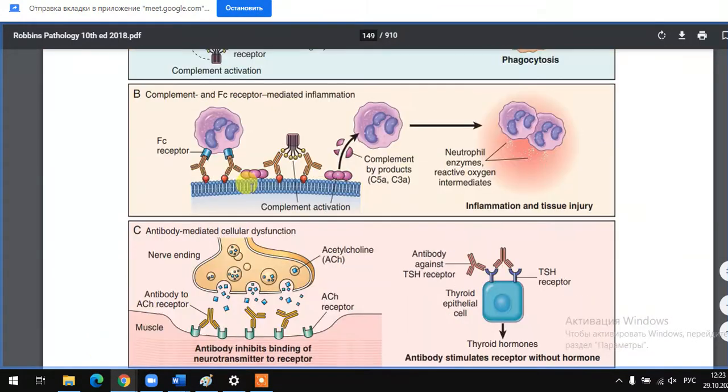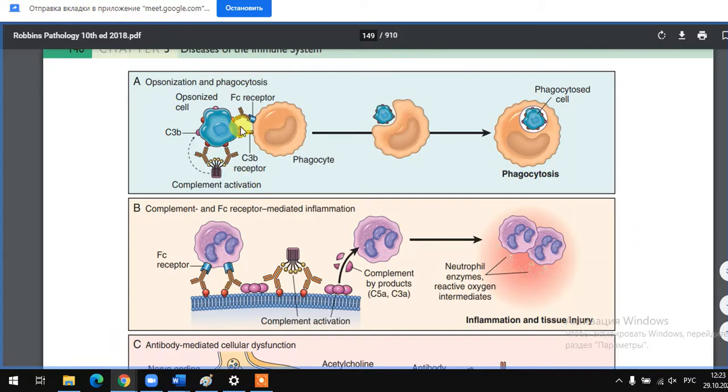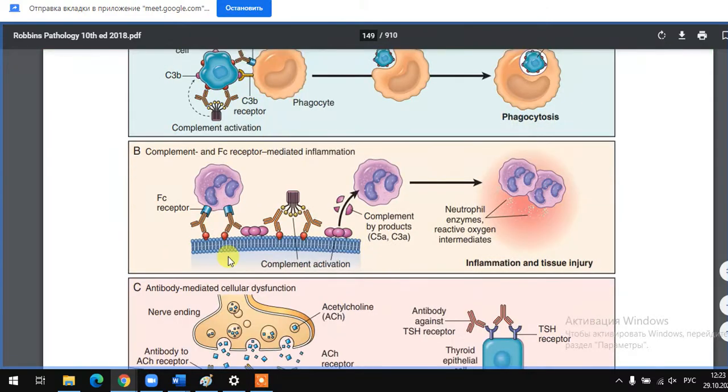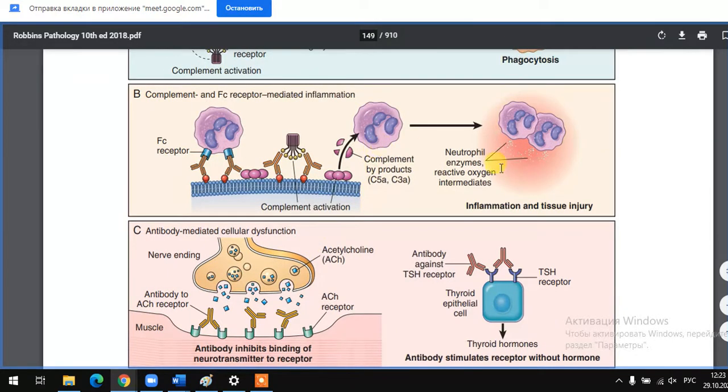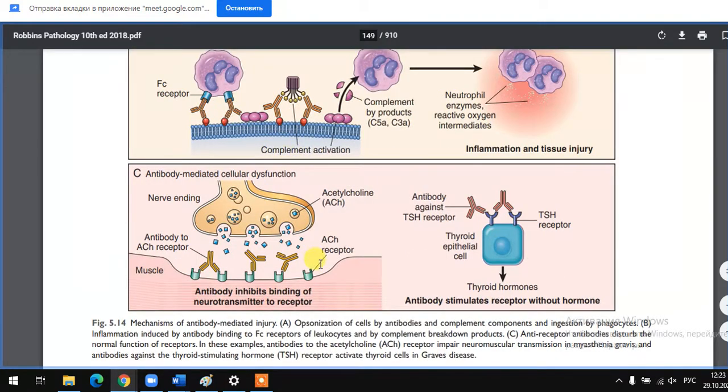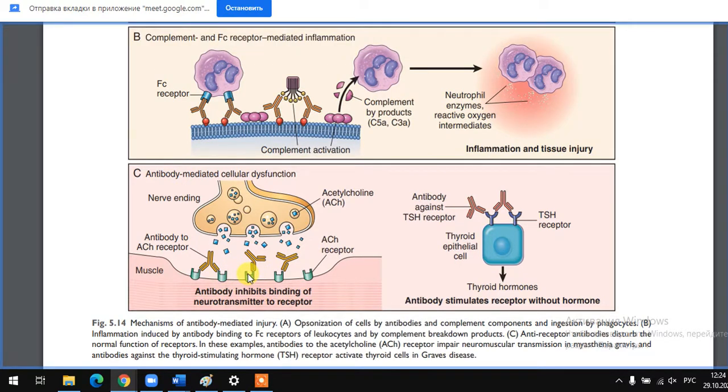And okay, here we have some effects. You see, opsonization causes phagocyte activation, and our own cell gets phagocytosed. Then complement activation causes the formation of pores inside the cells and the activation of leukocytes, like neutrophils, and neutrophils cause oxidative stress in this area. Also, especially if we have antibodies against receptors, they can cause impairment of receptor activation.